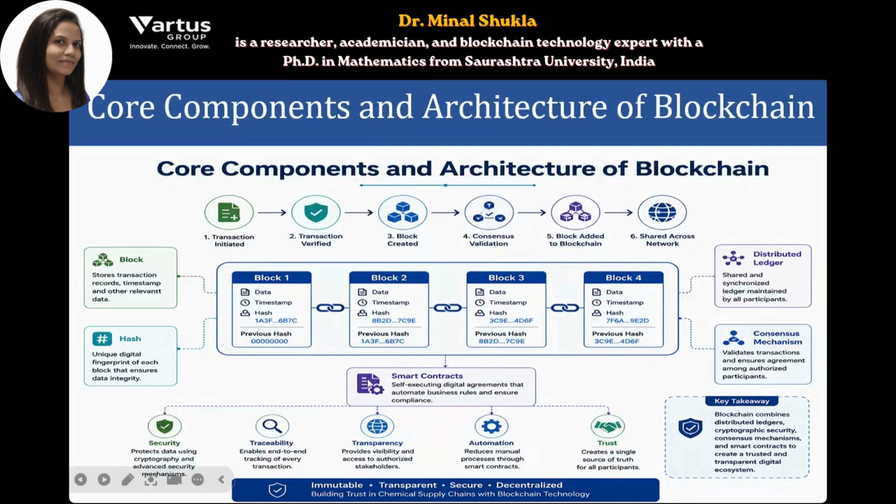So this is how the smart contract will provide security, which will protect the data using cryptography and advanced security mechanisms. Traceability enables end-to-end tracking of every transaction. Transparency provides visibility and access to authorized stakeholders. Automation reduces manual processes through smart contracts. And trust creates a single source of truth for all participants. So basically, blockchain combines distributed ledgers, cryptographic security, consensus mechanisms, and smart contracts to create a trusted and transparent digital ecosystem. So these are the main core components of the blockchain.